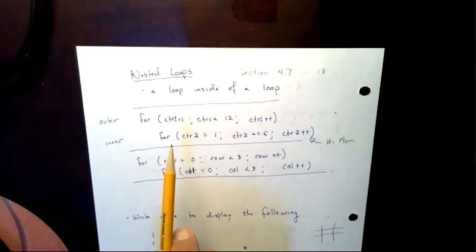How many times does the inner loop get executed? How many times do I do this line of code?